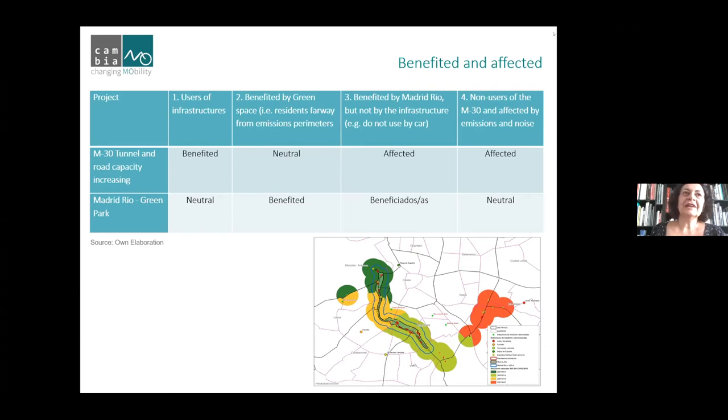And then we decided to define a little bit who gets some benefits from the infrastructure, who is neutral or affected, and who could get some benefits from both infrastructures: the use of the M30 road capacity increase and the use of the green park. We have these four different categories of users: the users of the infrastructure who were not nearby the park, the users of the infrastructure who can use the park, and the non-users of the infrastructure who cannot use the park either, so were just affected.